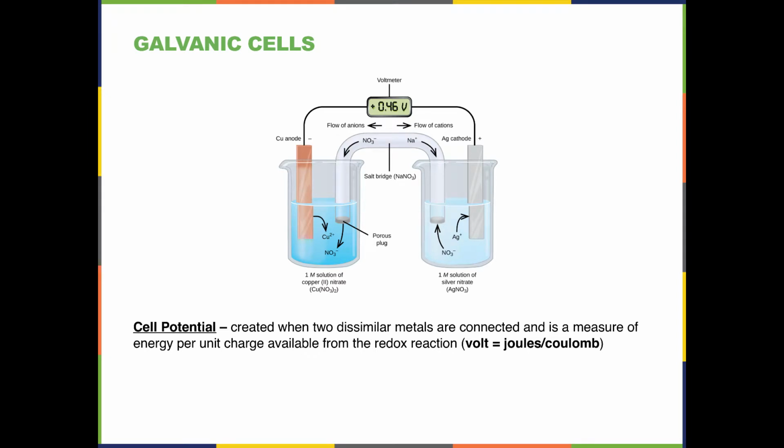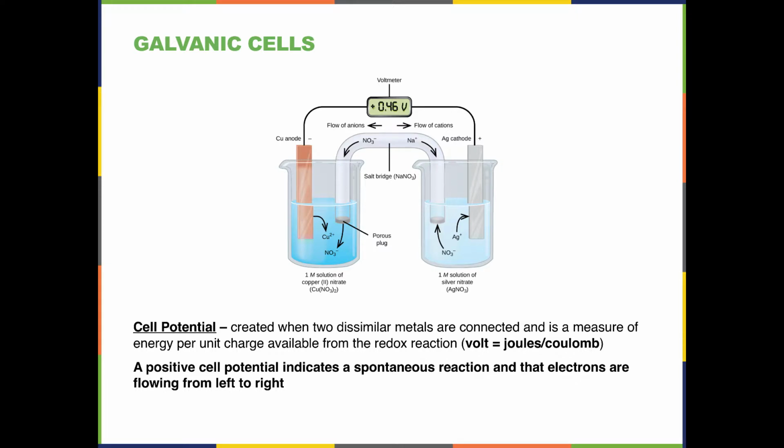The cell potential is created when two dissimilar metals are connected and is a measure of the energy per unit of charge available from the oxidation-reduction reaction. A volt is equal to joules divided by coulombs, joules being the energy and coulombs being the charge involved. A positive cell potential indicates that there's a spontaneous reaction, that electrons are flowing from left to right.